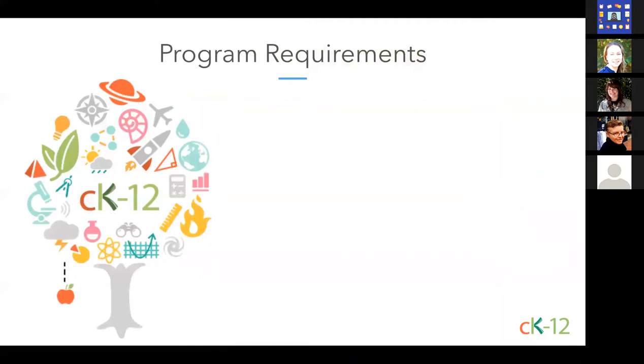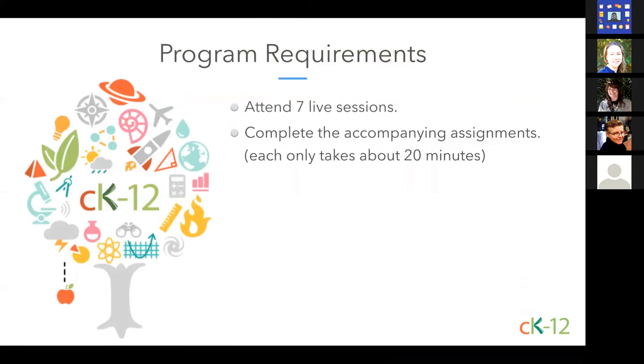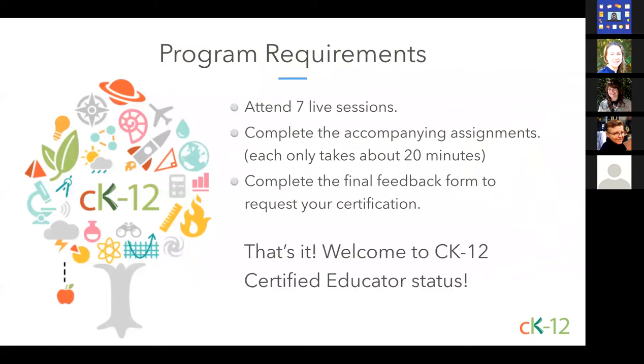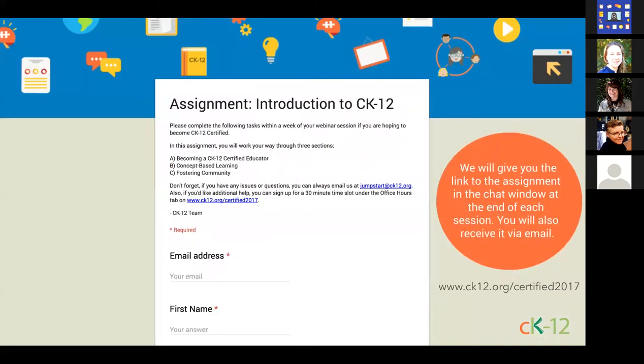So just to quickly recap, here are the things that you need to do to complete the summer certification program. We need you to attend 7 live sessions. Complete the accompanying assignments. Each takes 20 to 30 minutes. We like to think that they average out about 20 minutes. And then complete the final feedback form to request your certification. And at that point, that's it. Welcome to CK12 Certified Educator status. Now, as Lindsay just said, for each session you attend, we've created an accompanying assignment.